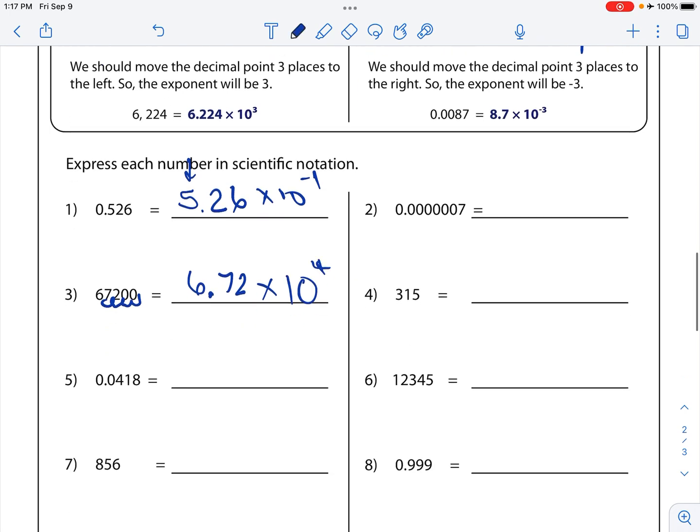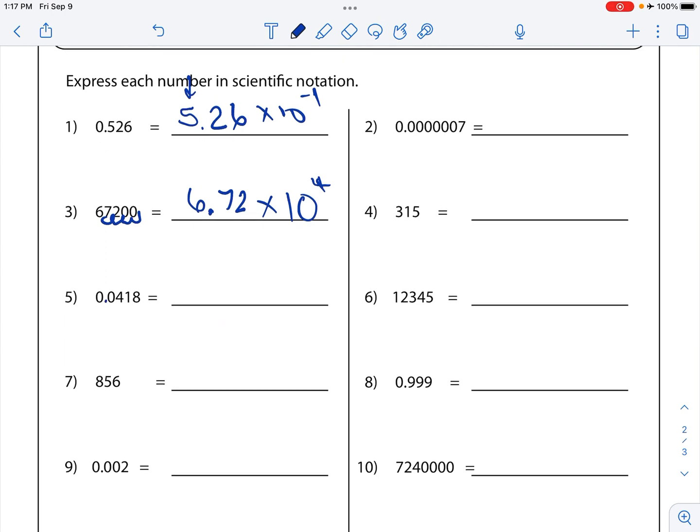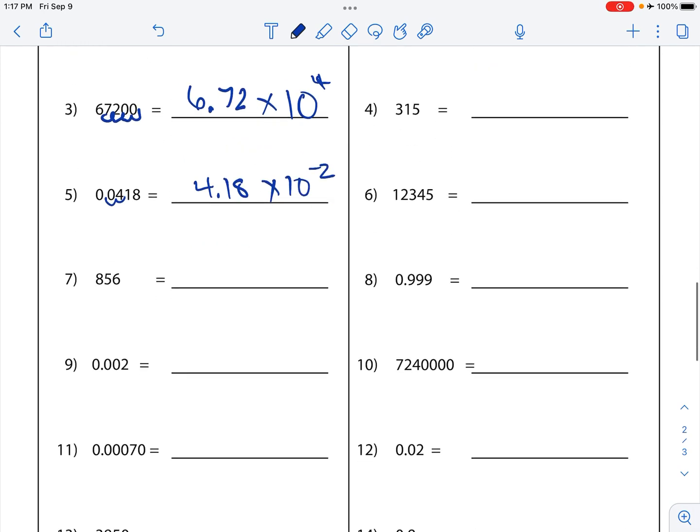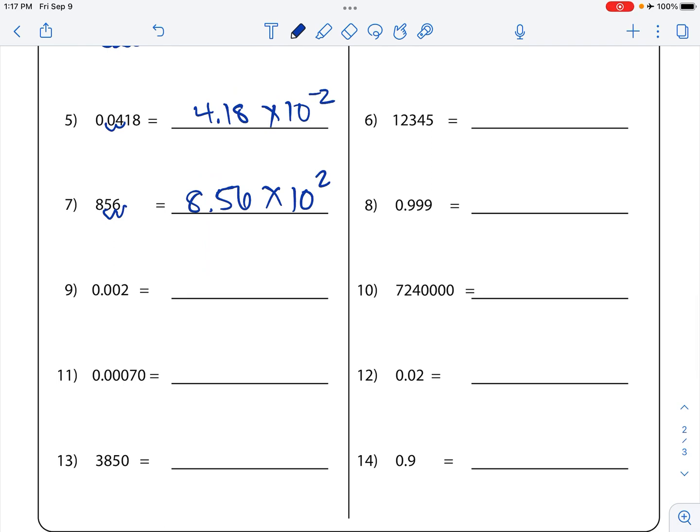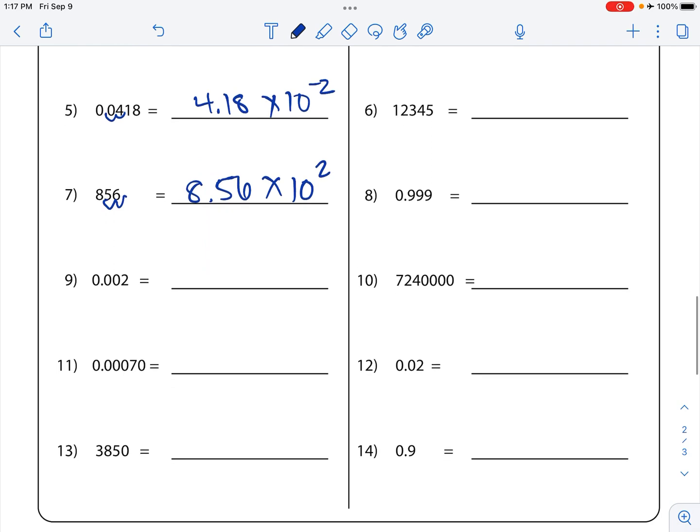That's different. So we're going to go 1, 2 spots, 4.18 times 10 to the 2. No, it's 10 to the minus 2 because our number is less than 1. This number is larger than 1, so we're going to have a positive exponent. 1, 2, 8.56 times 10 to the second, or 10 squared. Number 9. Oh, no, we're going odds, evens. Okay. So this number is less than 1, so we're going to have a negative exponent.